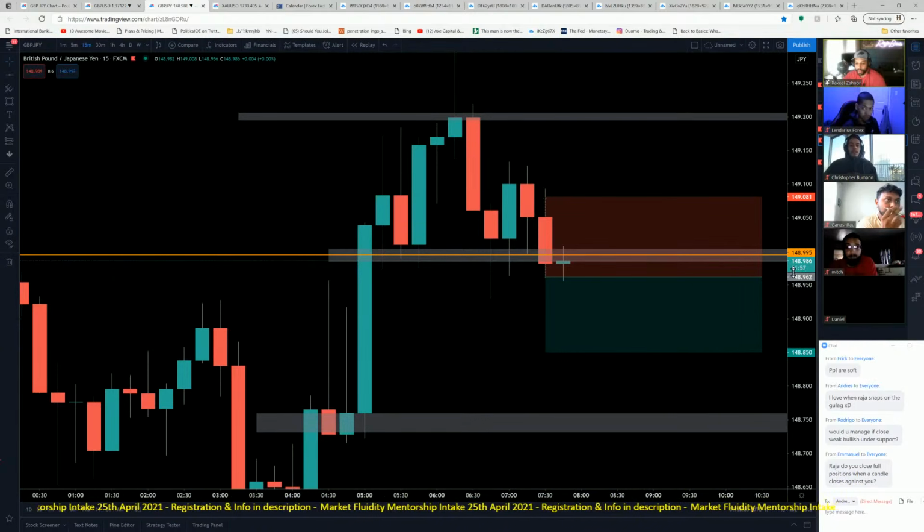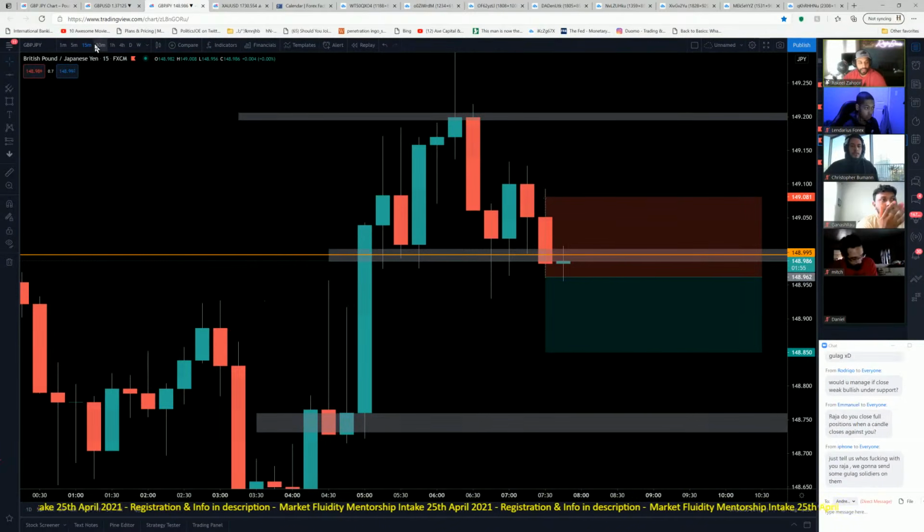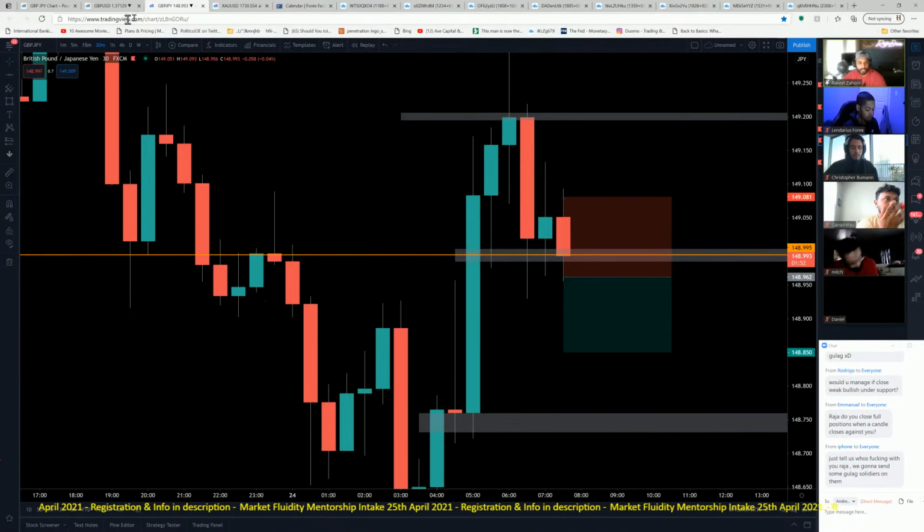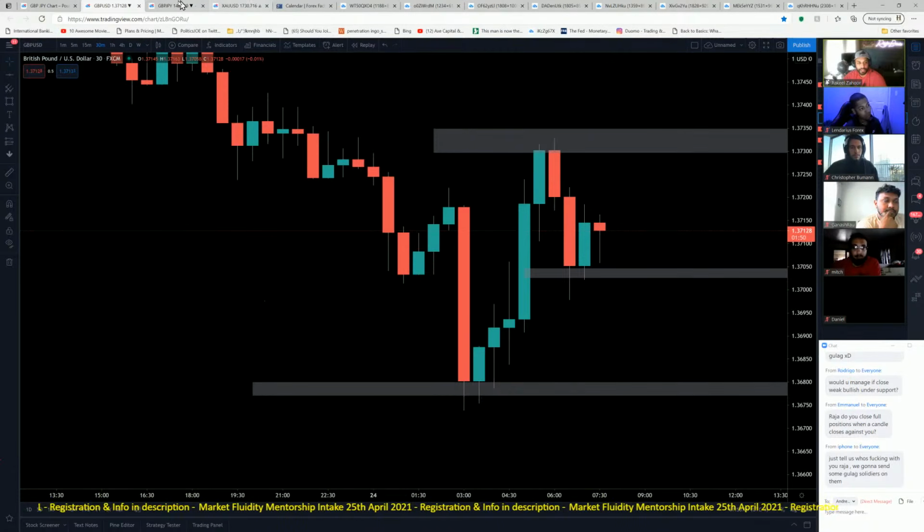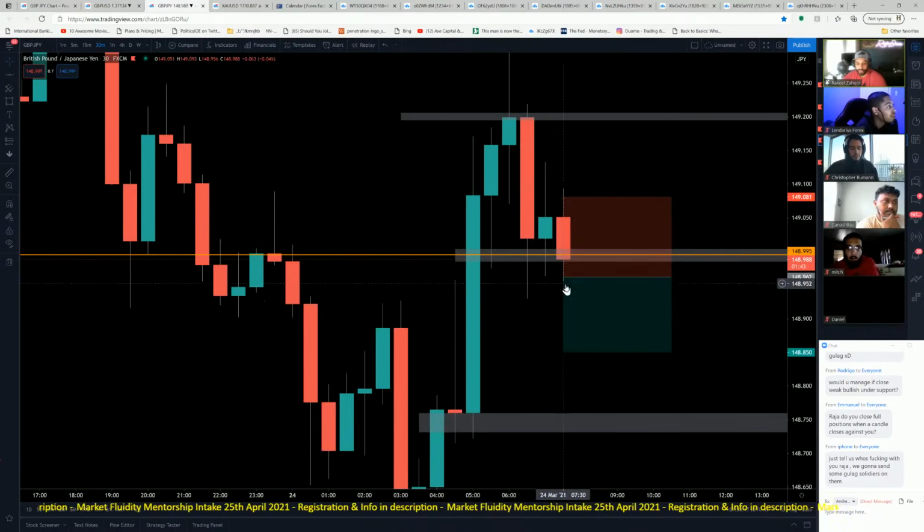So we're about to close in about 1.5 minutes, 2 minutes over here. The 30-minute candle is still bearish at this point. So I guess this is going to be a risk management day over here. We'll have to manage risk in this trade. I'll have to manage risk if we don't continue down.